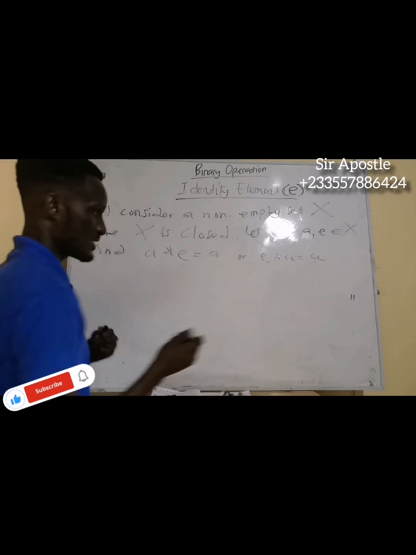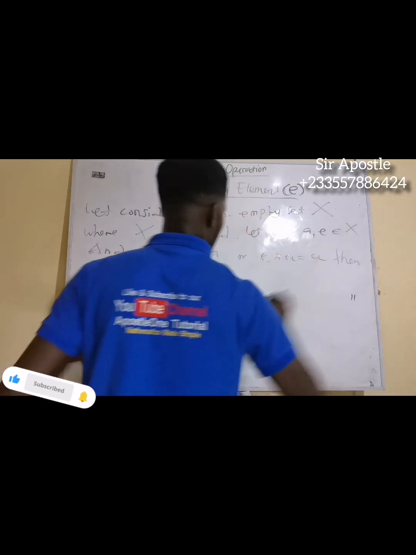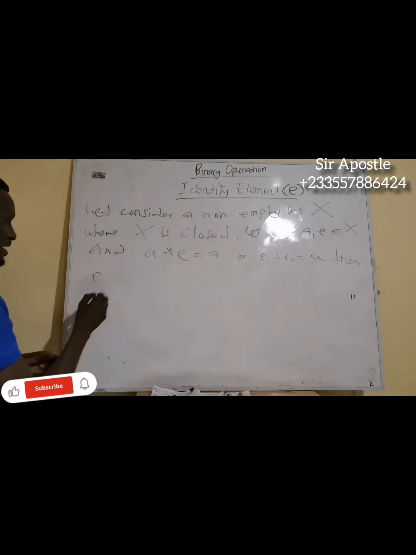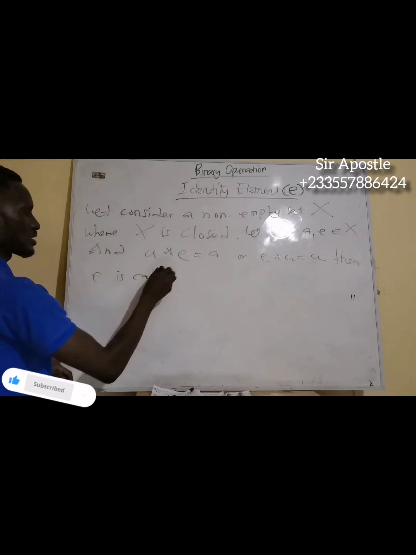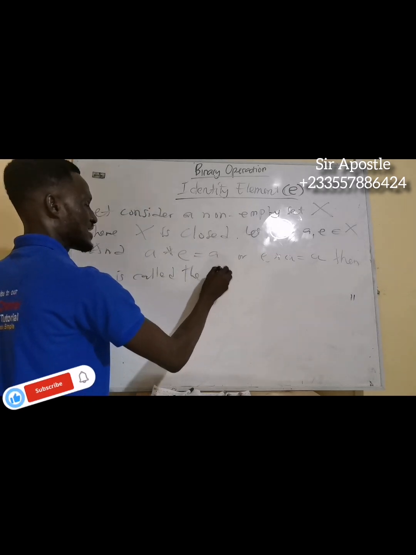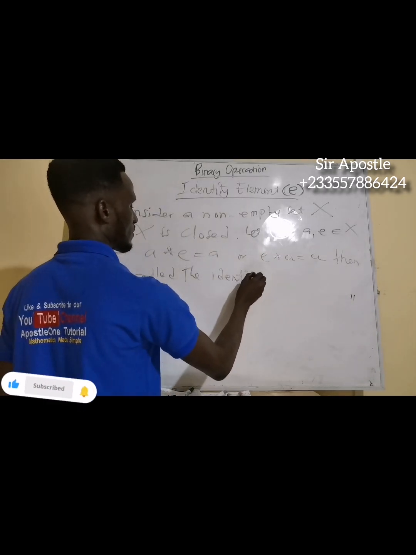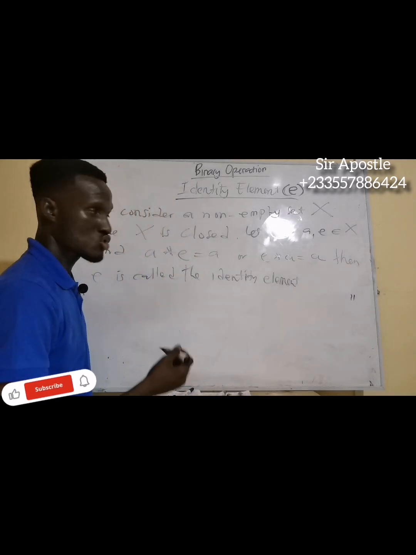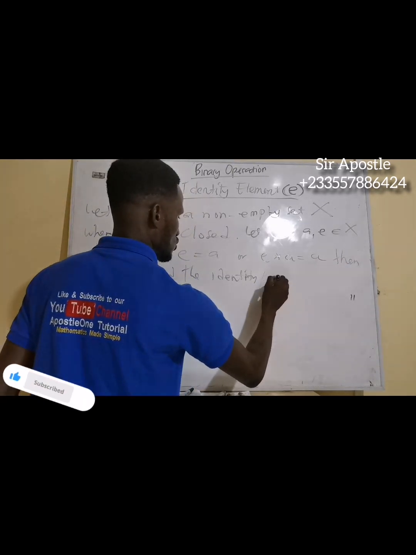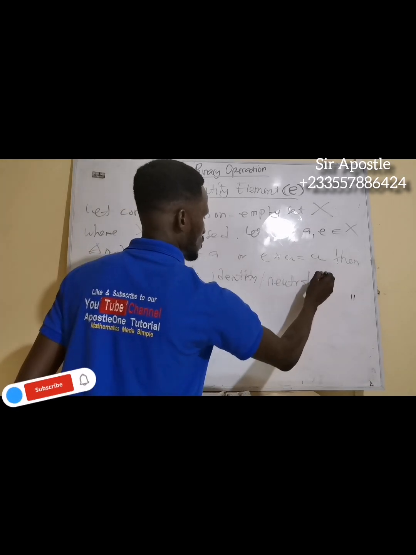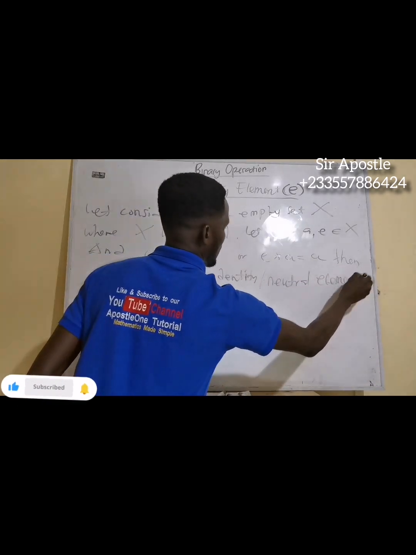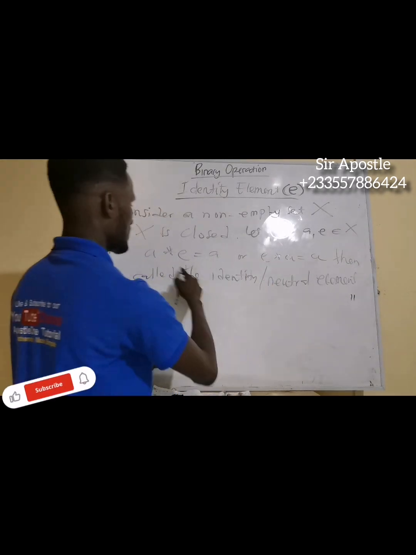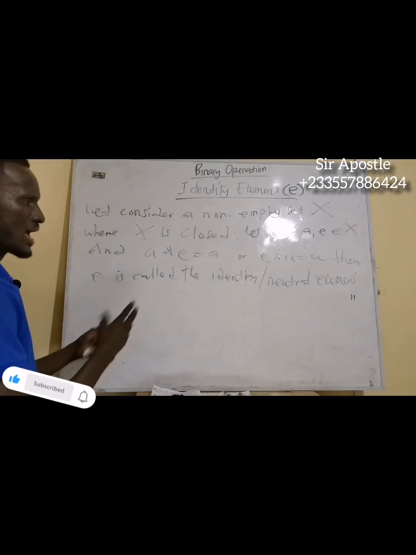This one I can also combine. If this one goes, then E is called the identity element, or neutral element. So it is as simple as that. I can also combine them.